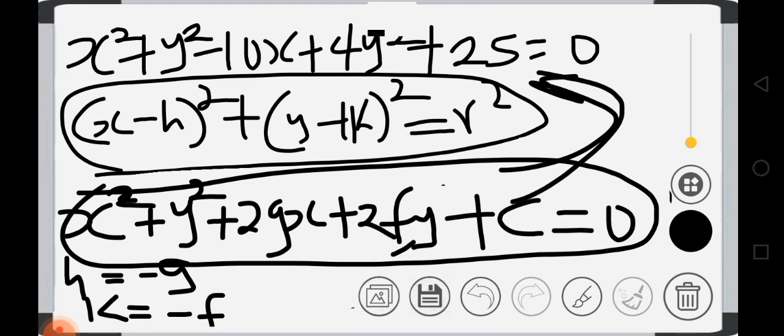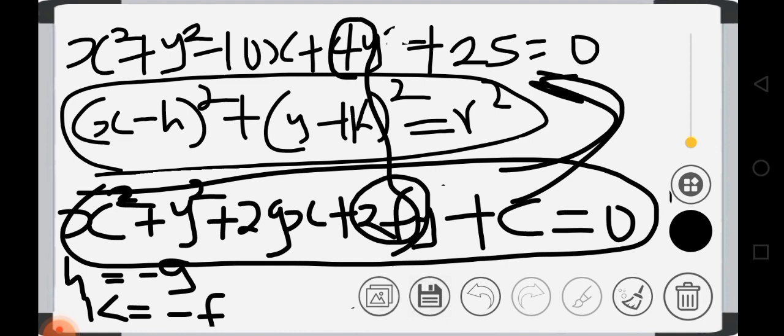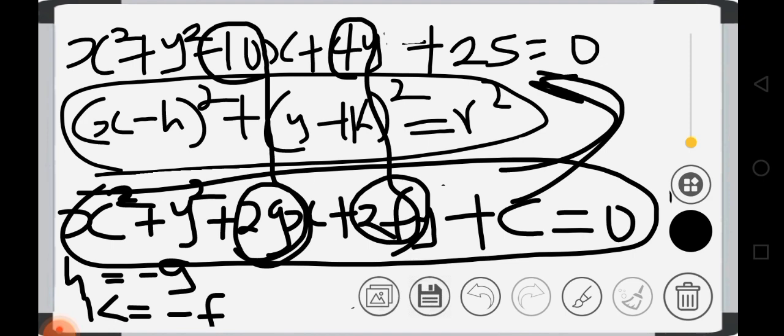Then 2f is this 4 you are seeing, which is the coefficient of y. So this is not y squared, this is just y. Take note, this is just y, not y squared. Please take note of that. Thank you. So this 2g is the coefficient of x, which is minus 10 there.